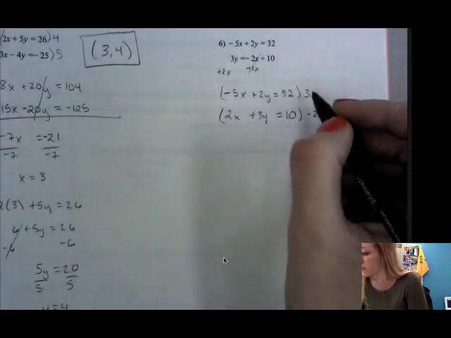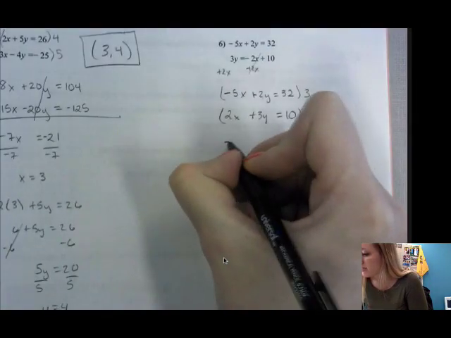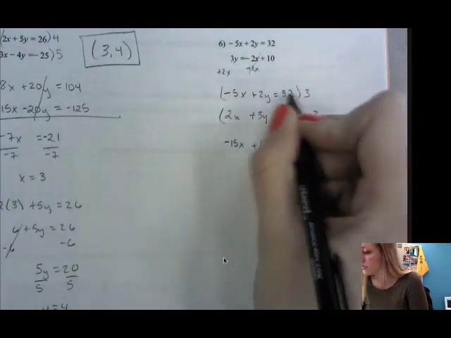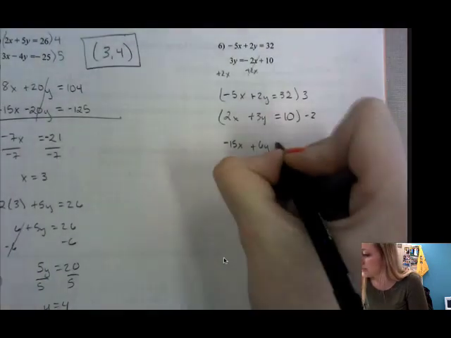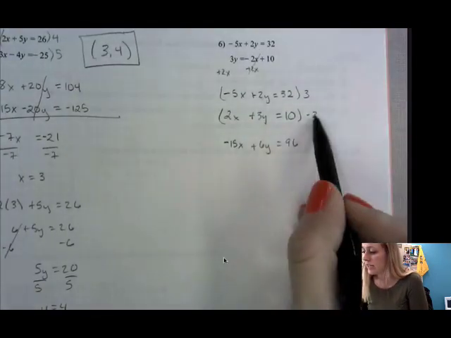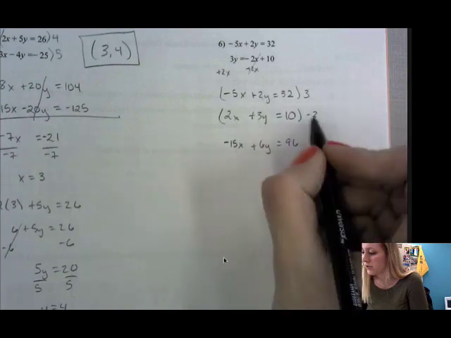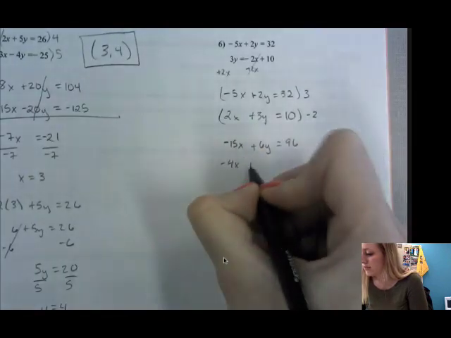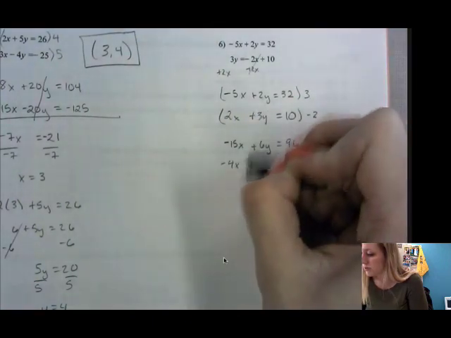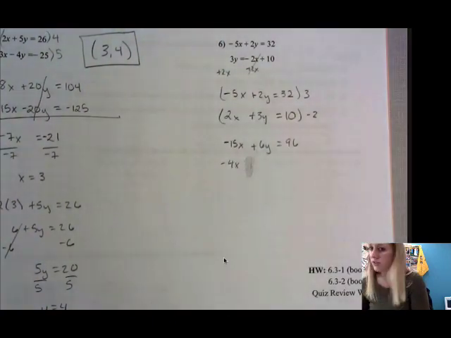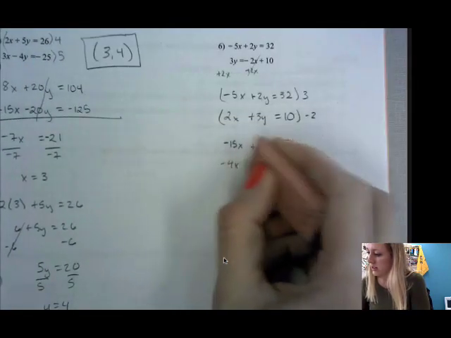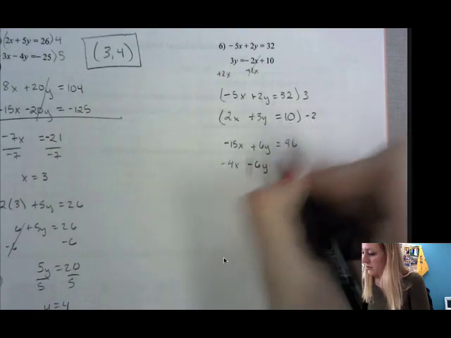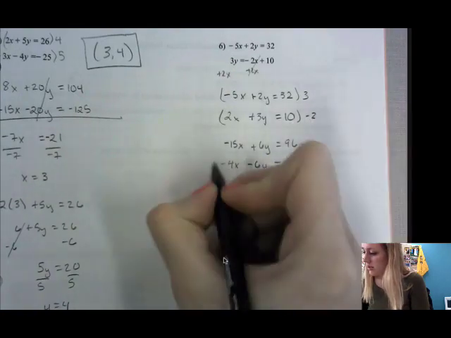Okay, so I'm going to do 3 times negative 5x to get negative 15x. 3 times 2y is 6y. 3 times 32 is 96. Now I'm doing negative 2 times everything in the bottom equation. So negative 2 times 2x is negative 4x. Negative 2 times 3y is negative 6y, which is what we want. Oh, my eraser is terrible, sorry. All right, negative 6y. And then negative 2 times 10 is negative 20.